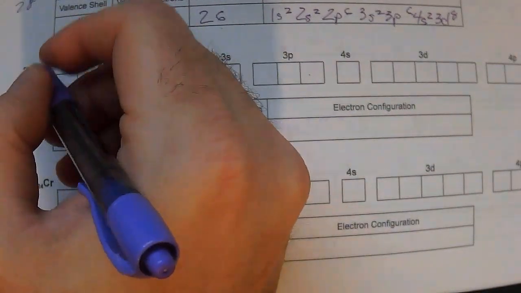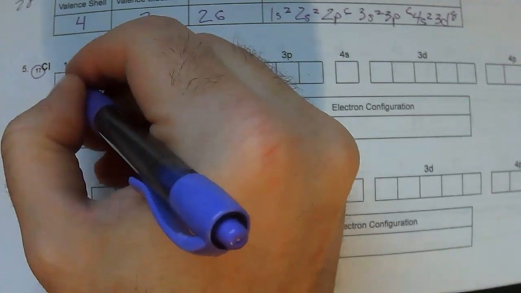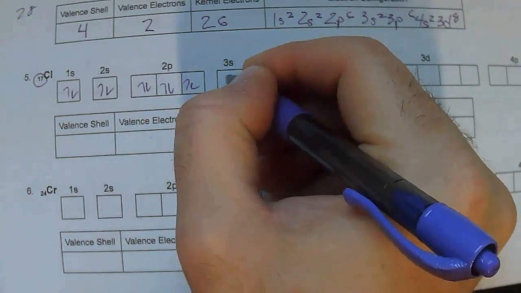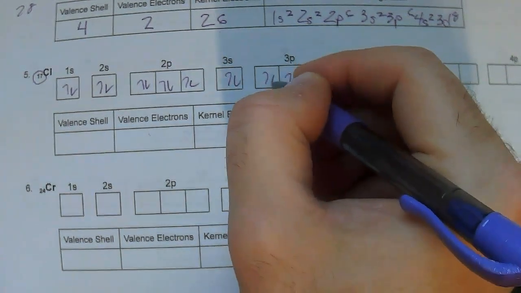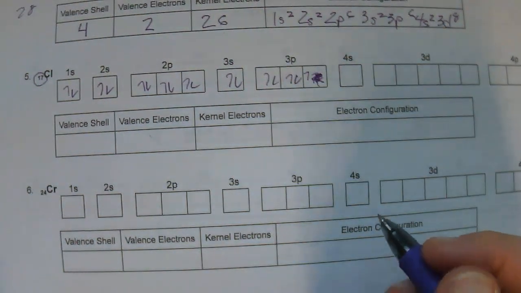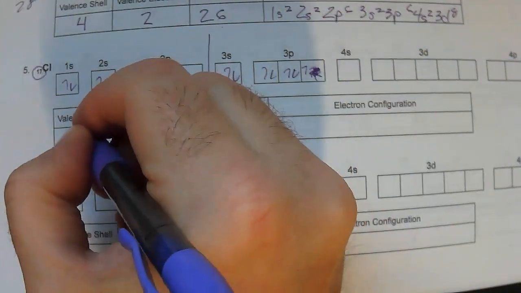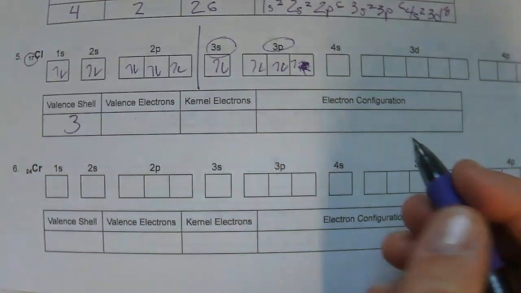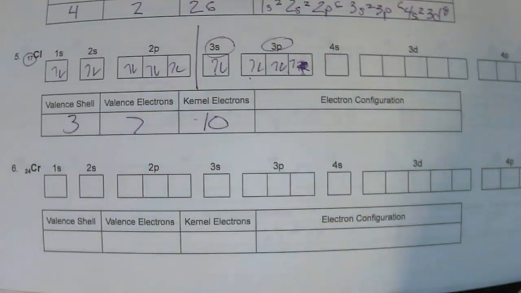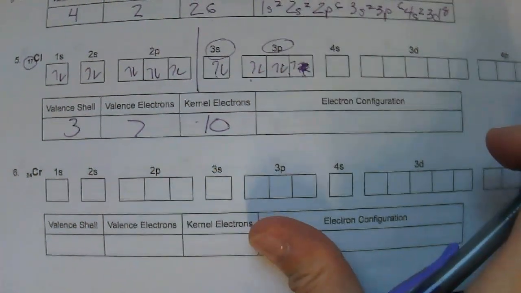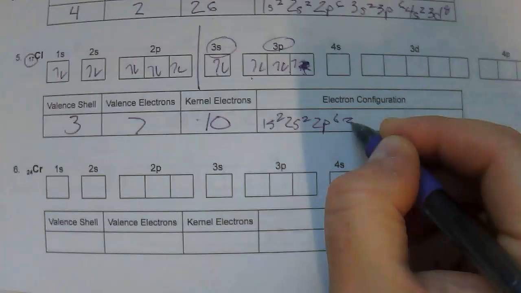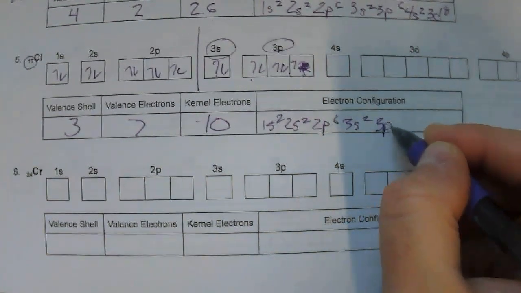Now chlorine here, 17 electrons, so we're going to go 1, 2, 3, 4, 5, 6, 7, 8, 9, 10, 11, 12, 13, 14, 15, 16, 17. I got carried away. The valence shell is the 3. Count how many electrons are in the 3s. We get 7: 2, 4, 6, 7. How many are left over? 10, right? 10 here. And then the electron configuration, we're going to go 1s2, 2s2, 2p6, 3s2, 3p5.